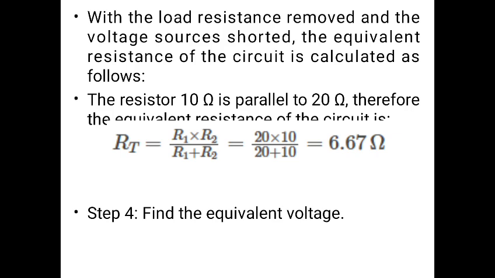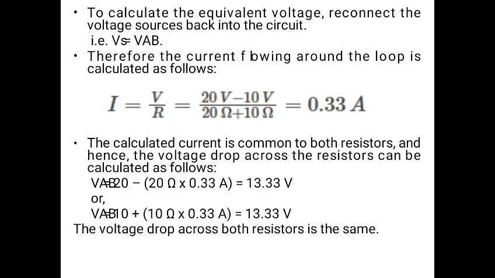Step 4, find the equivalent voltage. To calculate the equivalent voltage, reconnect the voltage source back into the circuit. That is, Vs is equal to VAB. Therefore, the current flowing around the loop is calculated as I is equal to V by R, which is equal to 0.33 ampere. The calculated current is common to both resistors, and hence the voltage drop across the resistors can be calculated as given below, that is 13.33 volt. The voltage drop across both the resistors is the same.